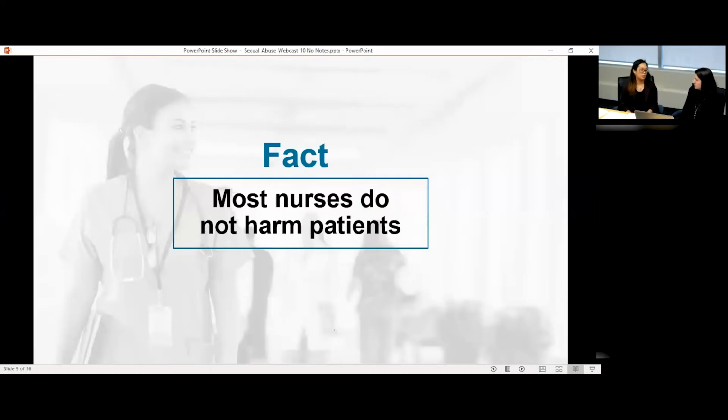For example, when a patient may be in crisis, a patient may be experiencing the death of a child and is seeking support and reassurance from a nurse. So it may be appropriate for this nurse to place a hand on that patient's shoulder or provide them with a hug.